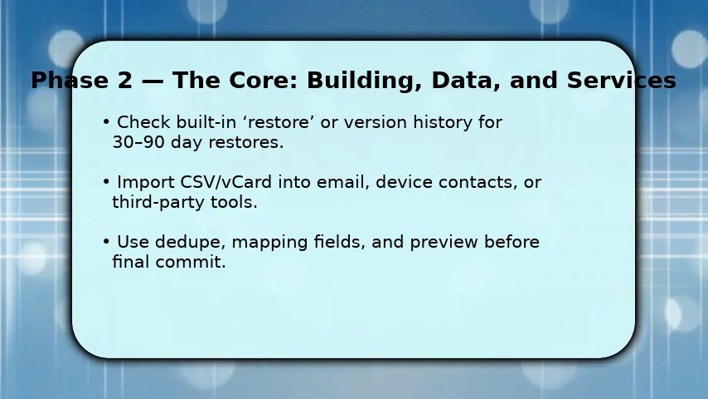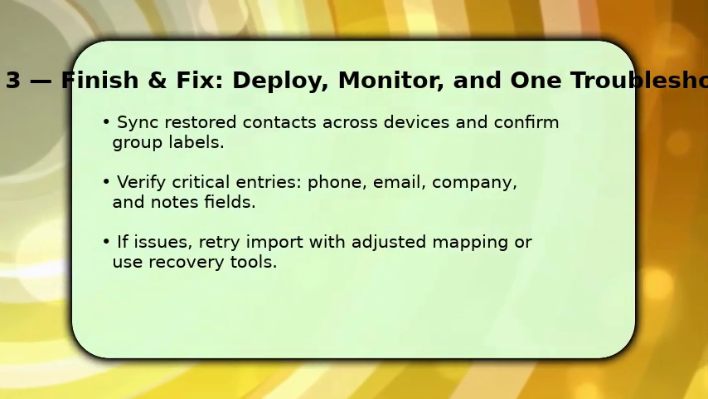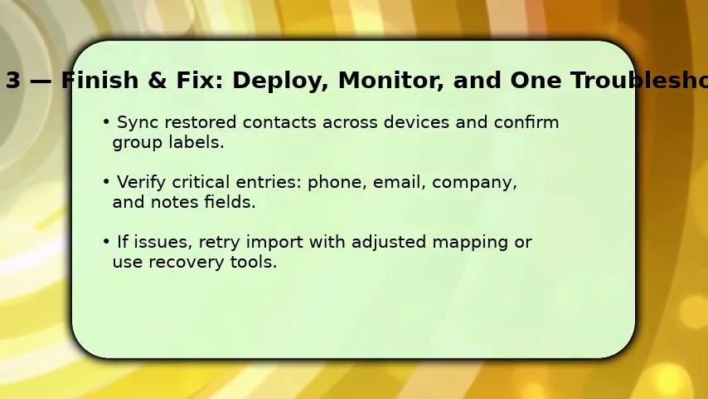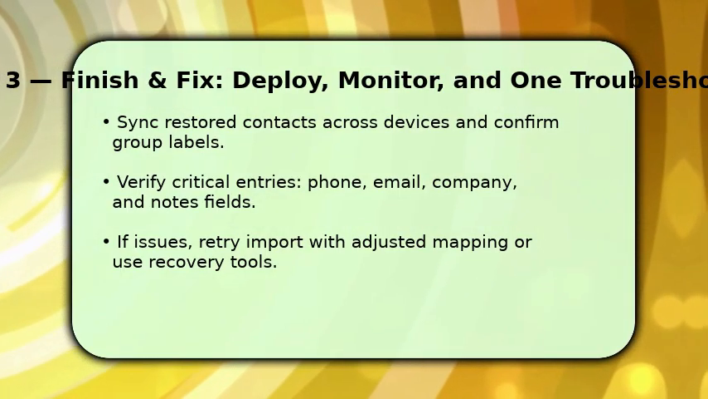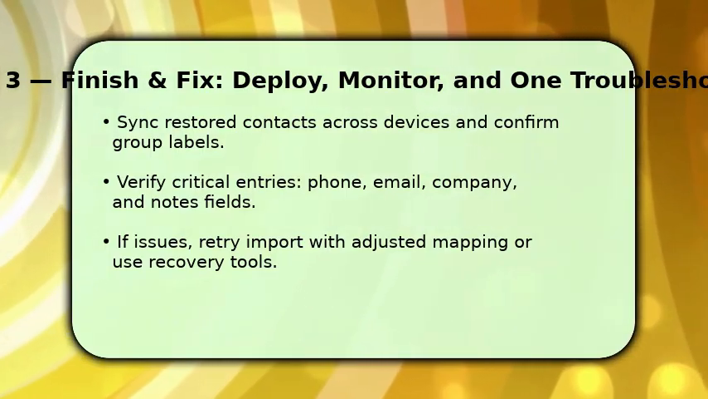You finish by syncing the restored contacts across devices and confirming group labels. This ensures phones, tablets, and web clients show the same list. Once synced, spot-check critical entries like phone numbers, primary email, company, and notes so essential contacts are accurate.